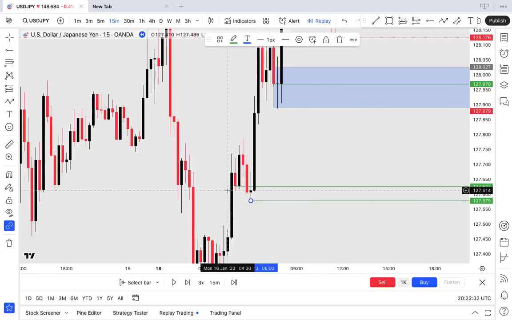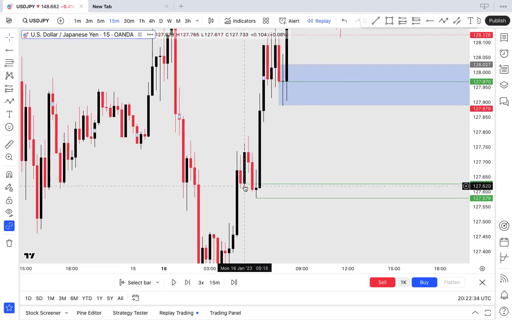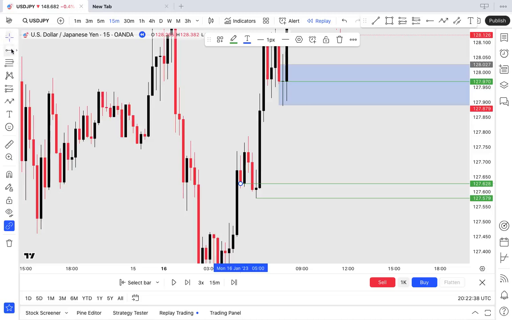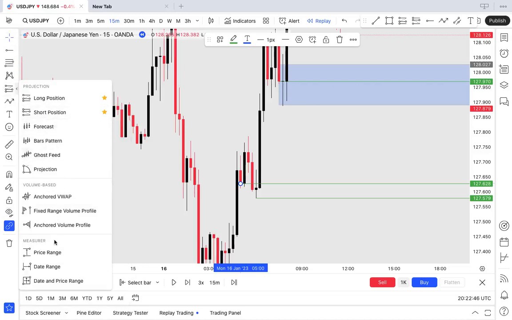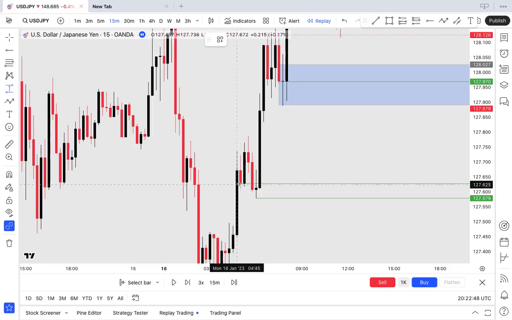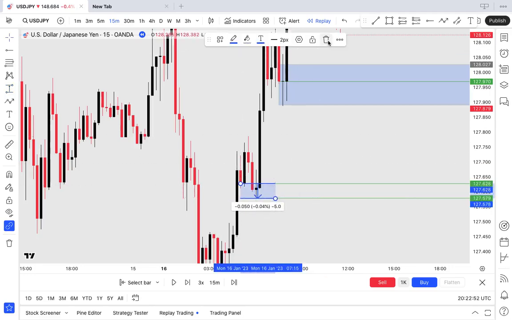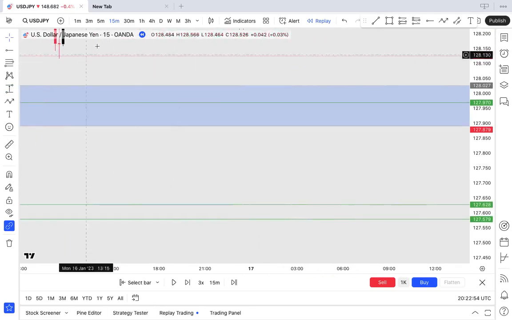So it is here, liquidity engineering, and tap the zone. Now we shall look at it. Maybe I just want to measure. Five pips, even if you make it 7, it is okay.